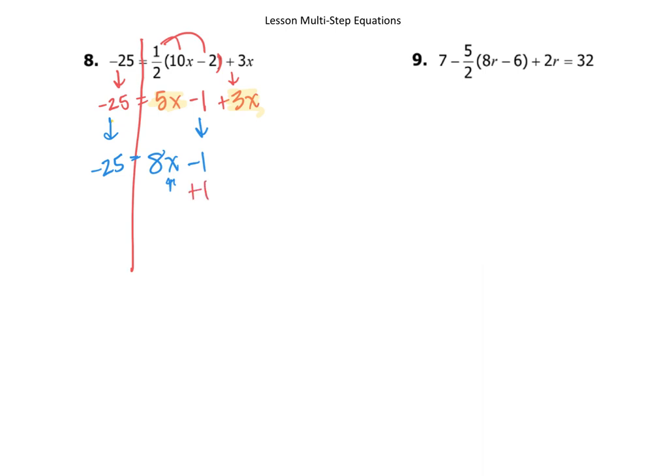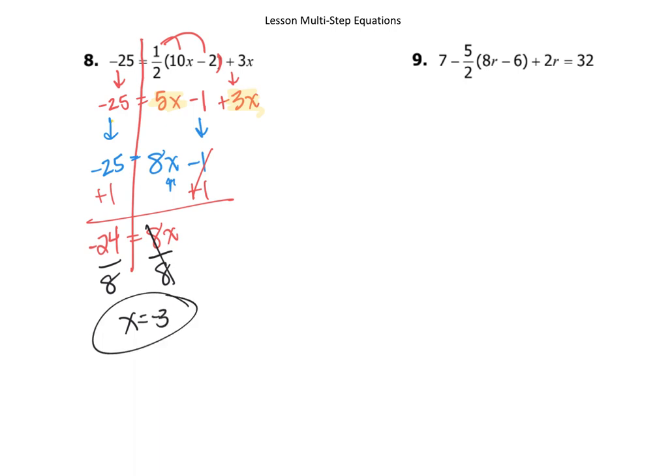So we're going to add 1 to both sides. Negative 25 plus 1 is negative 24. That's equal to 8x. And we finish by dividing by the coefficient of x. So divide by 8. Negative 24 divided by 8 is negative 3. And we're finished with that problem.